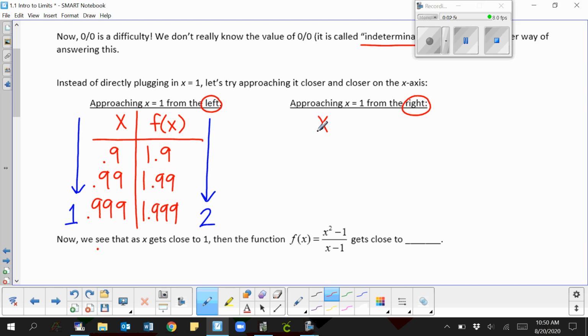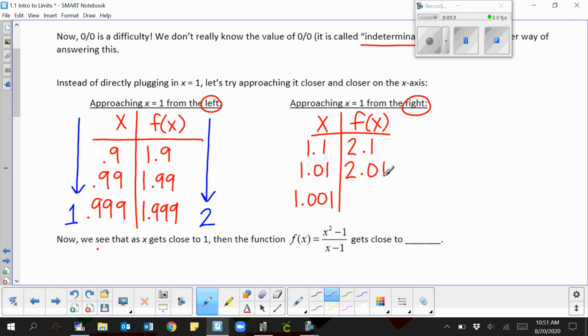So I'm going to set up a table. And this time I'm going to use numbers that are bigger than 1. So let's do 1.1, 1.01, and 1.001. You guys go ahead and plug those into your calculator. We're going to pause here and let you get those numbers, and then I will tell you what they are in a second. All right, so when you plug these into your calculator, you should get 2.1, 2.01, and 2.001.